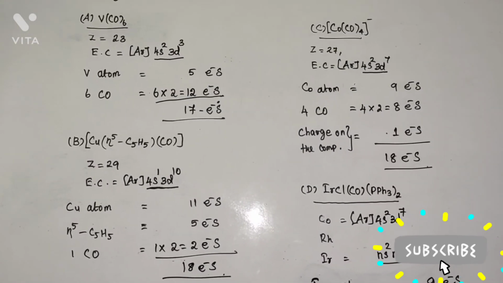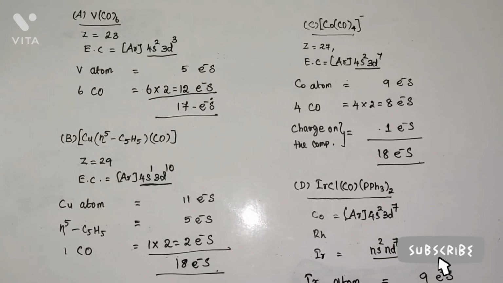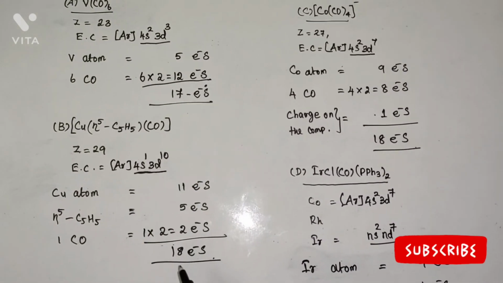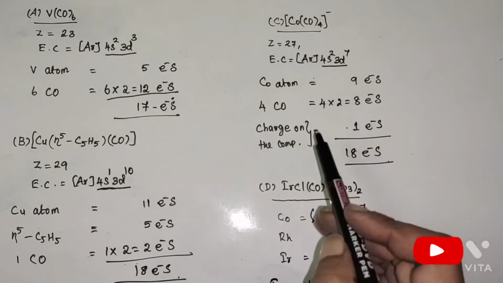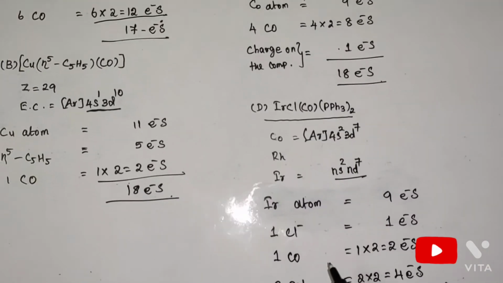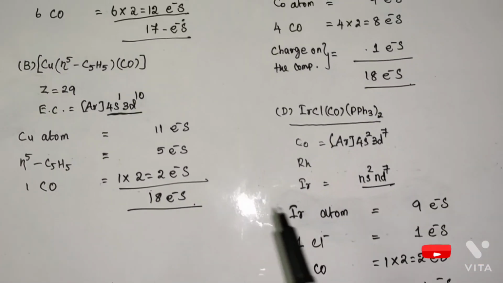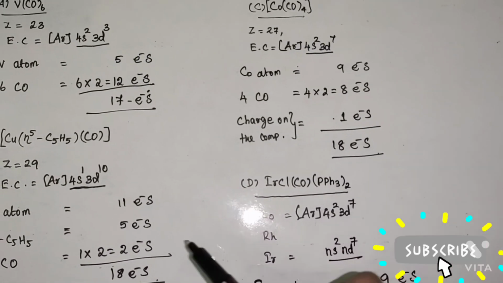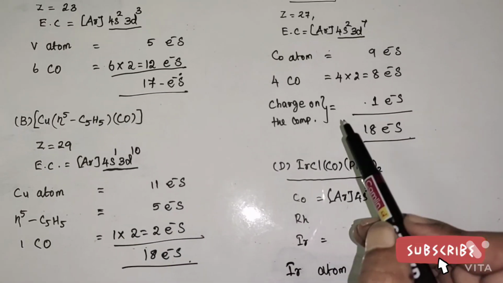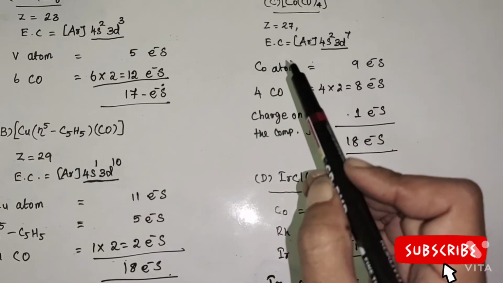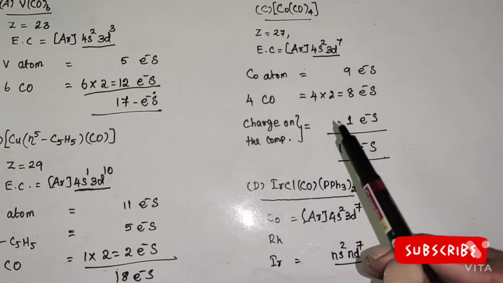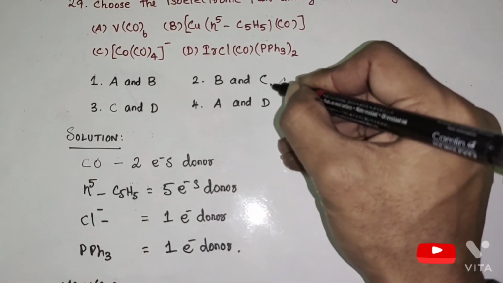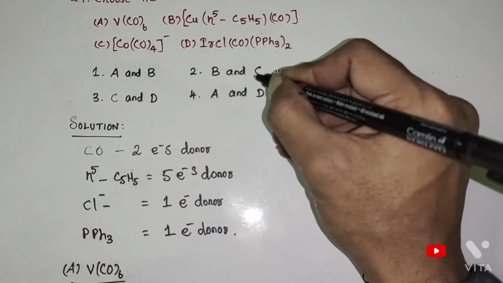The question is, choose the isoelectronic pair among the following. Compound A has 17 electrons, compound B has 18 electrons, compound C has 18 electrons, and compound D has 16 electrons. Now listen, compounds B and C both have 18 electrons. Therefore, compound B is isoelectronic with compound C. Finally, the answer is option 2, the pair B and C.